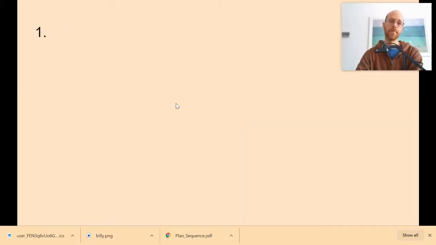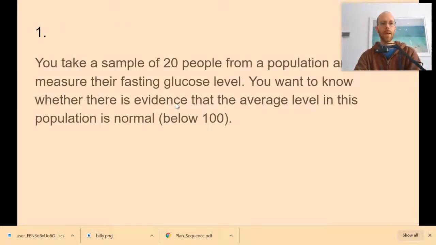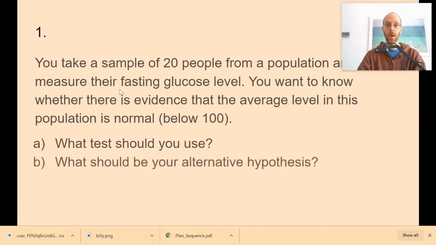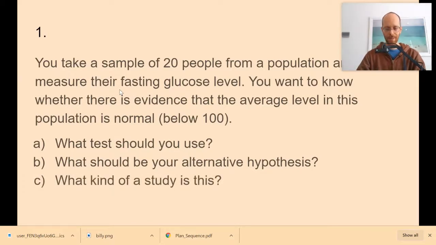fasting glucose. First question, you take a sample of 20 people from a population and you measure their fasting glucose level. You want to know whether there is evidence that the average level in this population is normal, meaning below 100. I want you to tell me, what test should you use? What should be your alternative hypothesis? What kind of study is this?